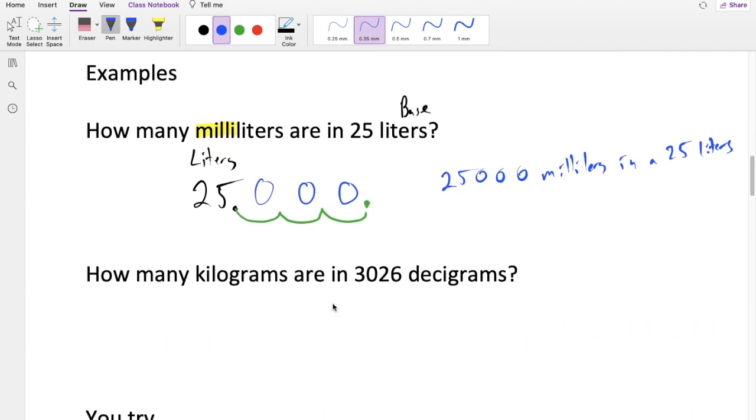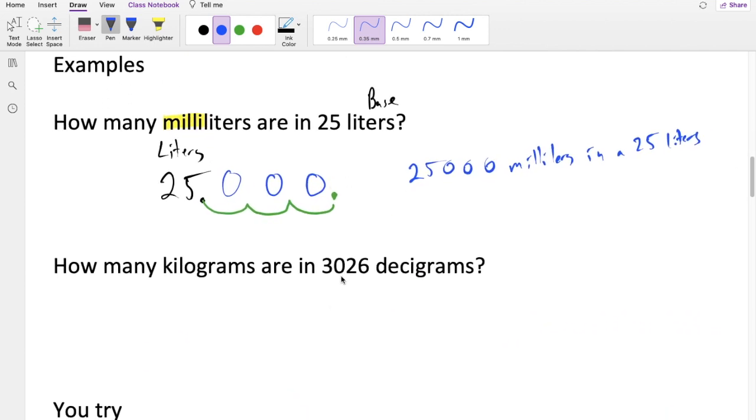So we have how many kilograms are in 3,026 decigrams. Notice that we have the prefix deci and we have the prefix kilo. That's telling us where we're going. So we're starting at the 3,026 decigrams. I'm going to put my dot. Let me put this in black pen. So this is our deci, and I'm trying to go to kilo.